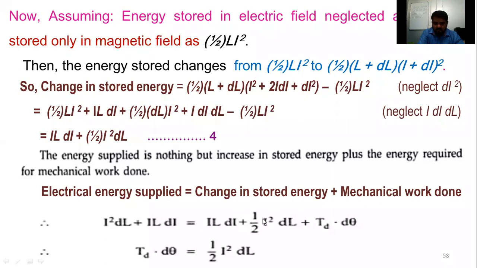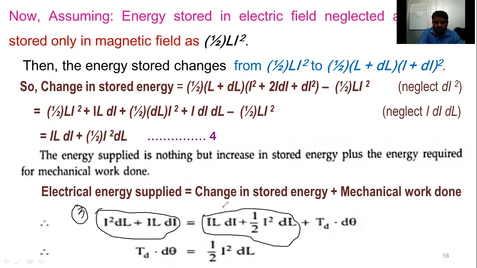We have used the same equation. Equation number 3 is the supplied energy, and the change in stored energy is equation number 4. Mechanical energy is nothing but the product of deflecting torque and change in deflection. That is equation number 1, which we have to use here now.